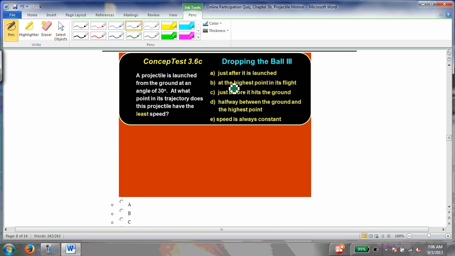Okay, projectile launch at an angle of 30 degrees. At what point of the trajectory does this projectile have the least speed? This angle is 30 degrees. At the top, the velocity in the y direction equals 0. Everywhere other place, the velocity in the y direction is not 0. So the least speed is at the top. Now it doesn't have 0 speed because it has a velocity in the x direction, but it has the least speed. So that is at the highest point in its flight. That's B.